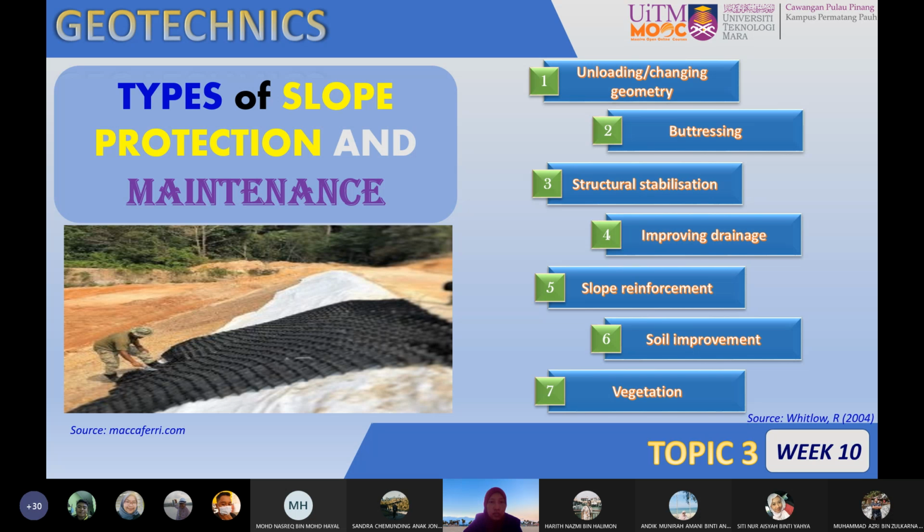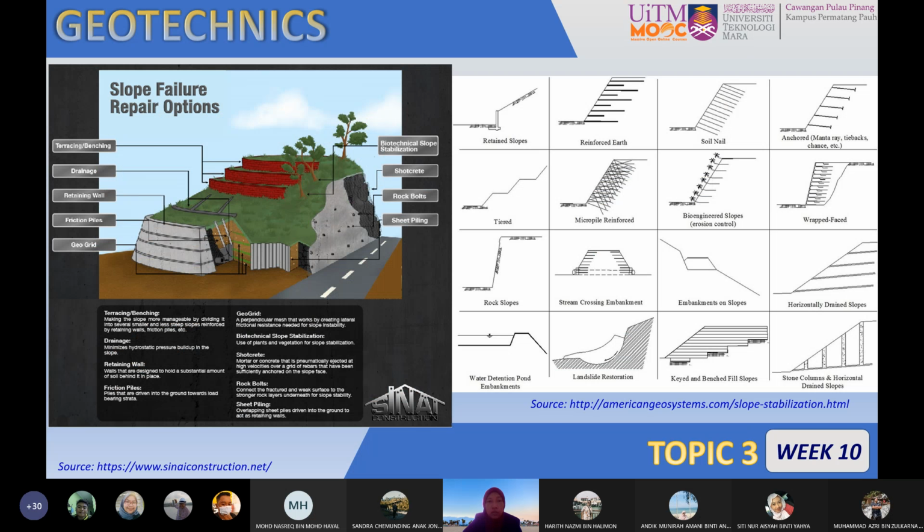And then these are the 7 types of slope protection and maintenance listed, such as unloading, changing the geometry, buttressing, and then we have the structural stabilizations, improving drainage, slope reinforcement, soil improvement, and the last is the vegetation. So these are the things that I believe some of you have seen done on site. Okay, the left figures show you the summary of the 7 types of repairing slope protections and maintenance that I have mentioned just now.